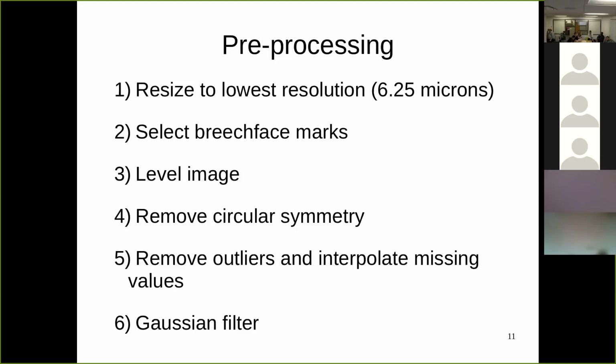Then we select the breech face marks. So we want to select the primer area and then cut out the firing pin. Then we level the image and remove circular symmetry. And then we remove outliers and interpolate the missing values, which were the dropouts. And the last step is to filter the image.